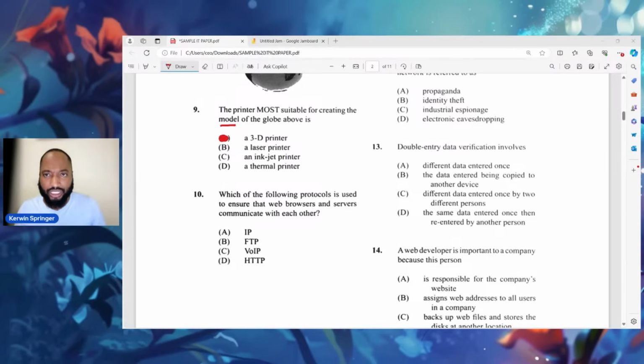My knowledge on this gets shady. So HTML is a language. Wait, but it didn't say HTML. So which one? File transfer protocol. Nah, this is local stuff. So which one is it, A or D? Is this used to ensure the web browsers and servers communicate? HTTP.